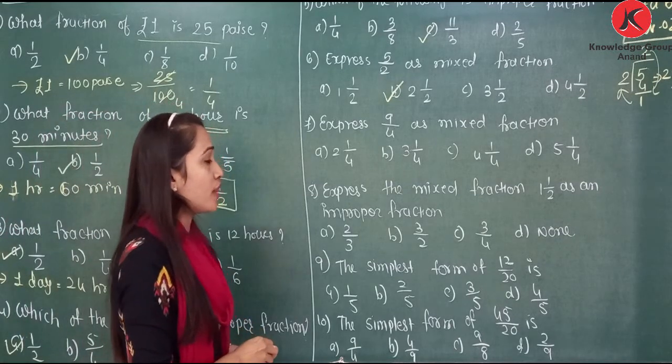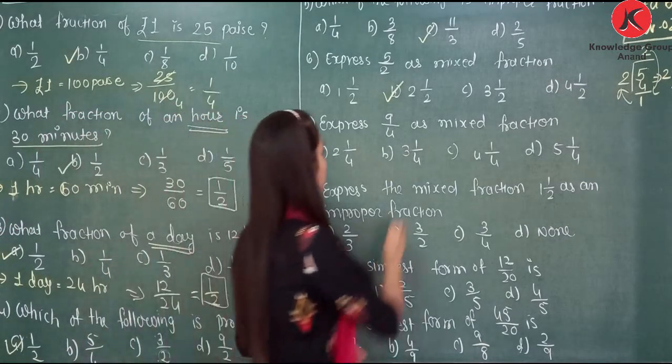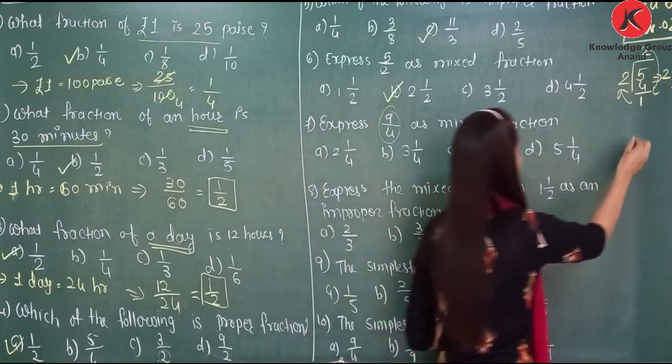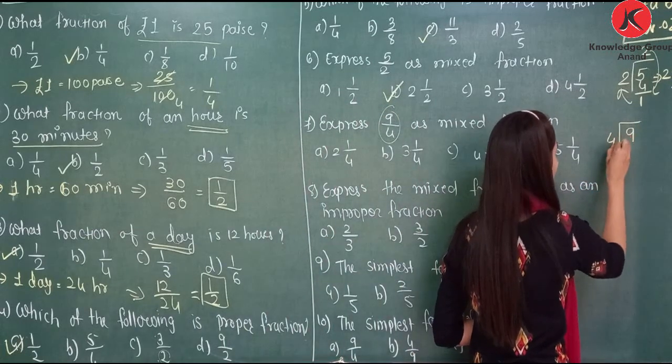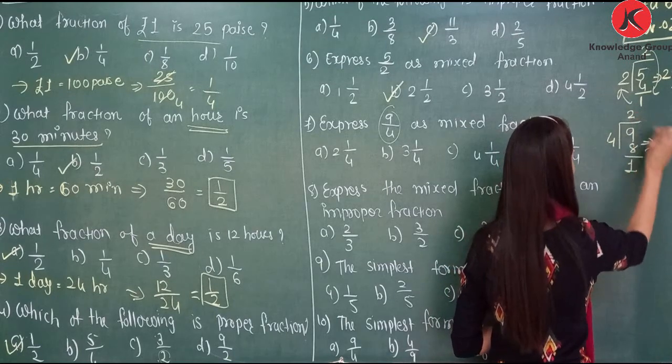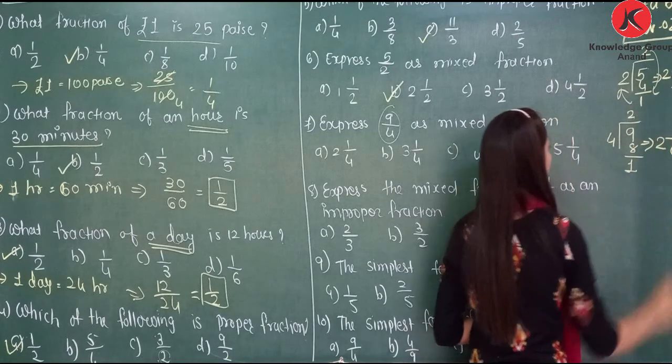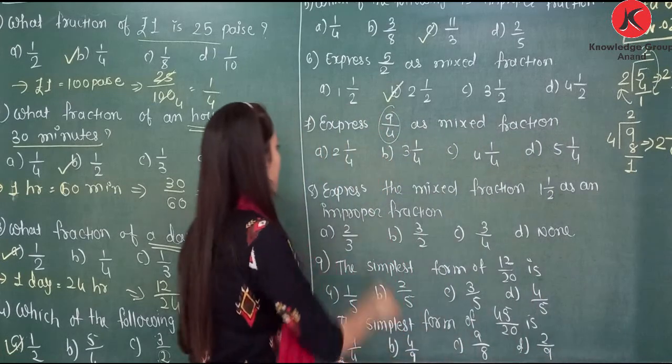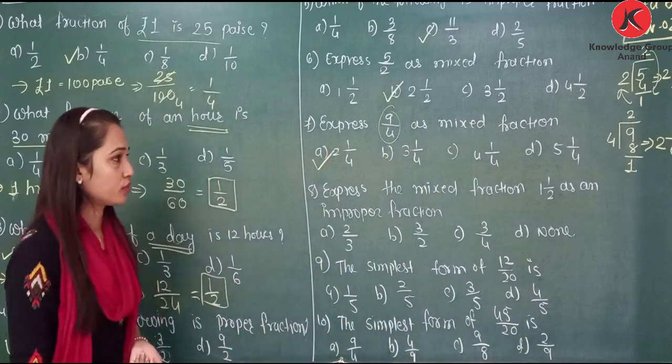Express 9 by 4 as a mixed fraction. So let's convert this 9 by 4 as a mixed fraction. Divide 9 by 4. So 4 2s are 8. Remainder is 1. Write the denominator the same. So 2 1 by 4. So that is option B.